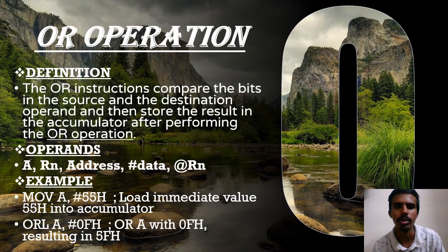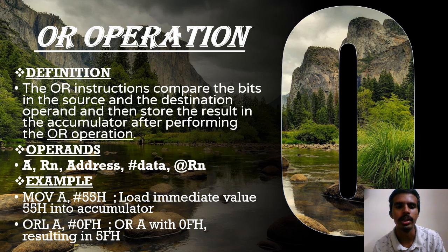So next we have the OR operation. The definition is that the OR instruction compares the bits in the source and the destination operand and then stores the result in the accumulator after performing the OR operation. After comparing, it will store its data in the accumulator itself. It has the same operands that we see in the AND instruction: the accumulator, general purpose registers, then address, immediate address, and indirect address.